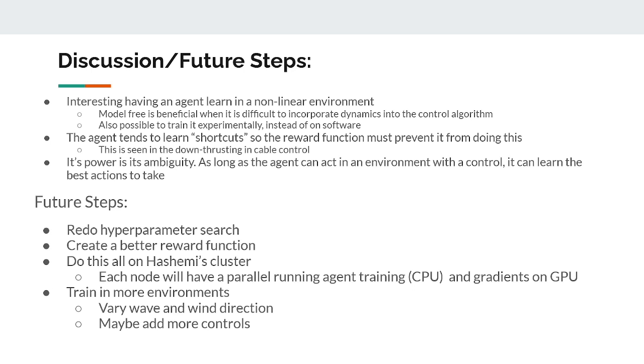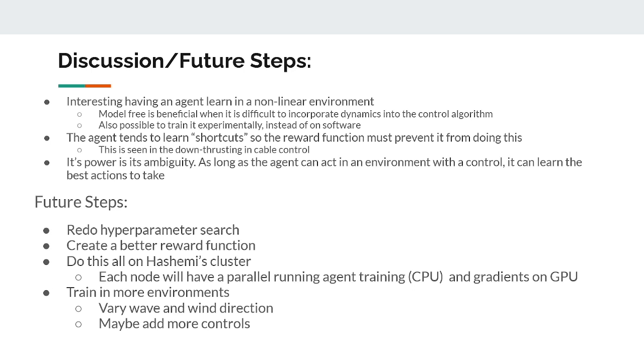For future steps, I'd like to redo this hyperparameter search with the original Lillicrap architecture and create a better reward function. We could do this all on the University of Rhode Island's Bay Campus cluster, where each node will have a parallel running agent training on the CPU, so that's the Simulink, and the gradients on the GPUs. And also train in more environments.